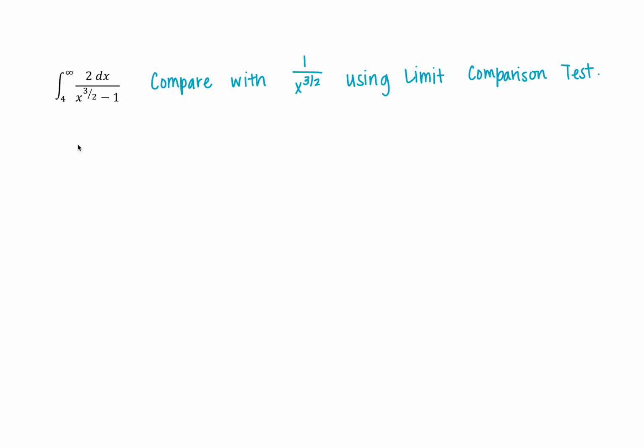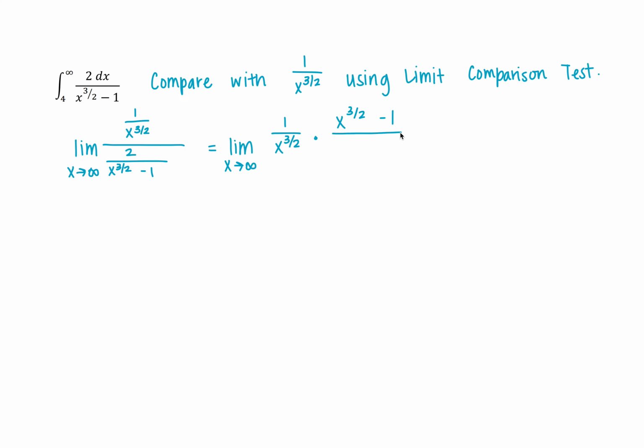So I'm going to look at the limit as x approaches infinity. And in this case, you can put either function on top. I'm going to do the 1 over x to the 3 halves on top. So we have 1 over x to the 3 halves over 2 over x to the 3 halves minus 1. I'm going to rewrite this because right now it looks like a mess. So we have the limit as x approaches infinity of 1 over x to the 3 halves times x to the 3 halves minus 1 over 2.